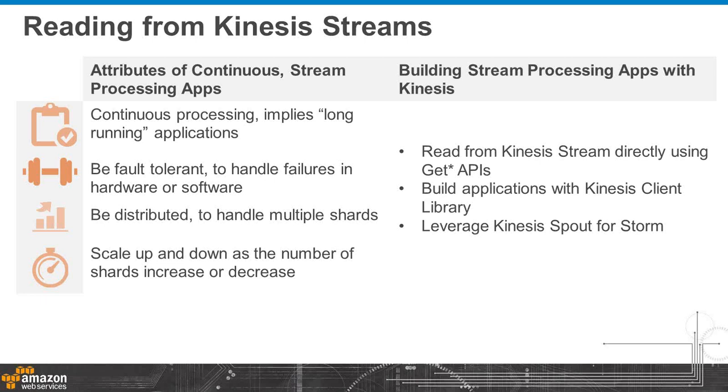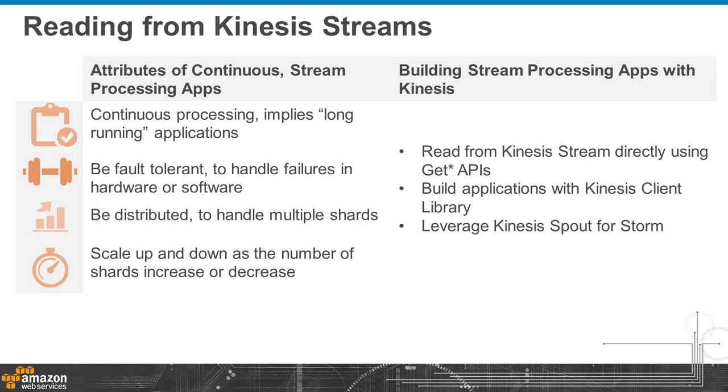Thirdly, the application itself needs to be distributed. The streams can become arbitrarily large in size, many megabytes per second, hundreds of megabytes per second. And the application has to be distributed to handle that scaling and change in stream capacity. And lastly, the application has to be elastic in nature. It should scale up or down accordingly as the shards in the stream increase or decrease, such that overall throughputs and latencies are maintained.